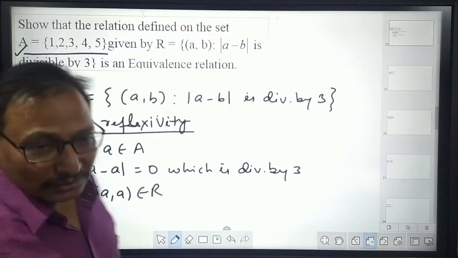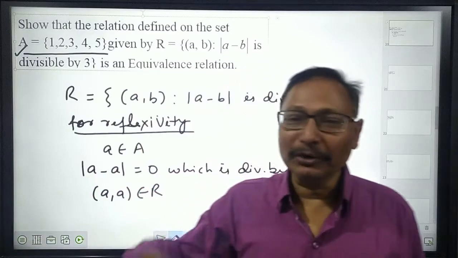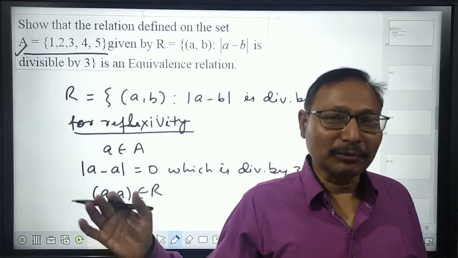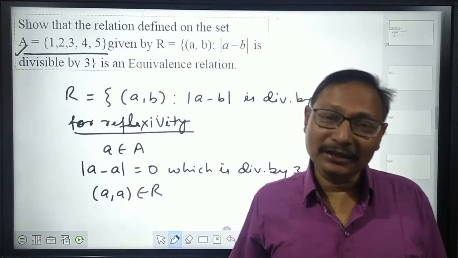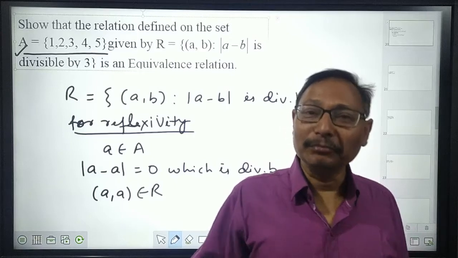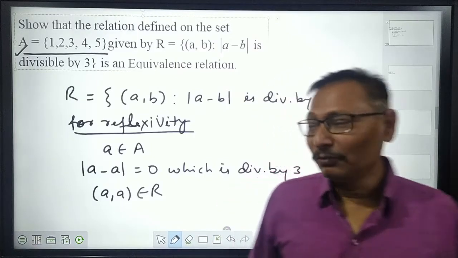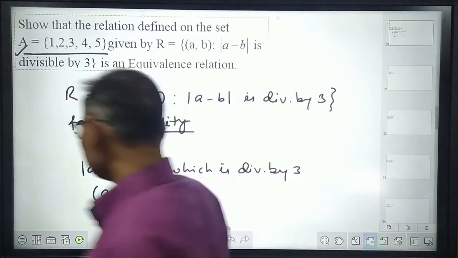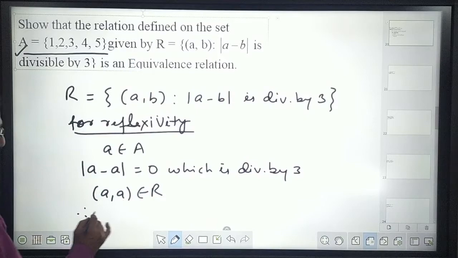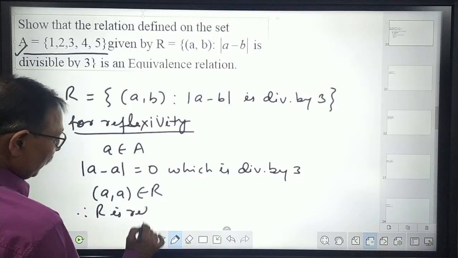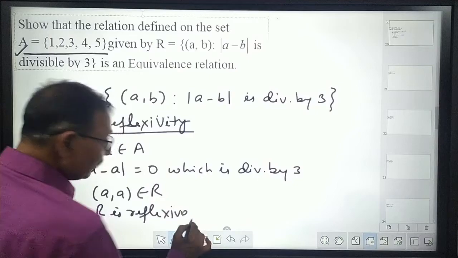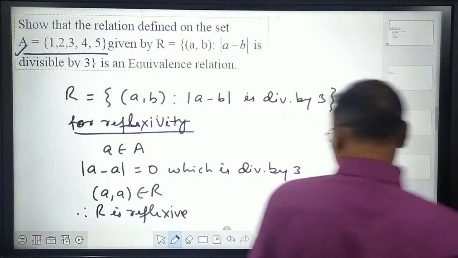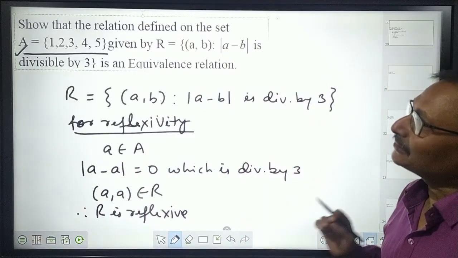That means it is fulfilling the given condition for being a member of the relation, and that condition was this: A minus A modulus is divisible by 3. So we conclude that this pair belongs to R, and if this pair belongs to R, then we conclude that R is reflexive. Okay, R is reflexive. And mind it, if R is reflexive, then we are to go through to know about its symmetricity.